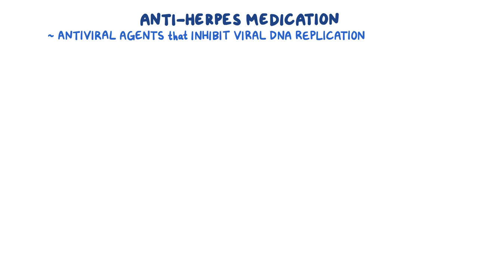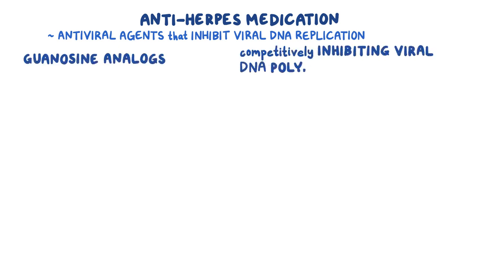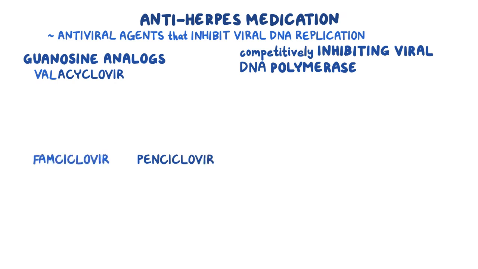Alright, as a quick recap. Herpes medications are a group of antiviral agents that act by inhibiting viral DNA replication, either by acting as guanosine analogs or by competitively inhibiting viral DNA polymerase. Guanosine analogs include acyclovir and its prodrug valacyclovir, penciclovir and its prodrug famciclovir, and ganciclovir and its prodrug valganciclovir. Acyclovir is active against HSV and VZV, while ganciclovir is active against HSV and CMV.